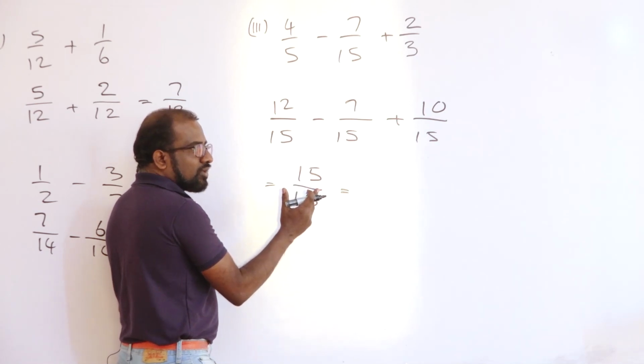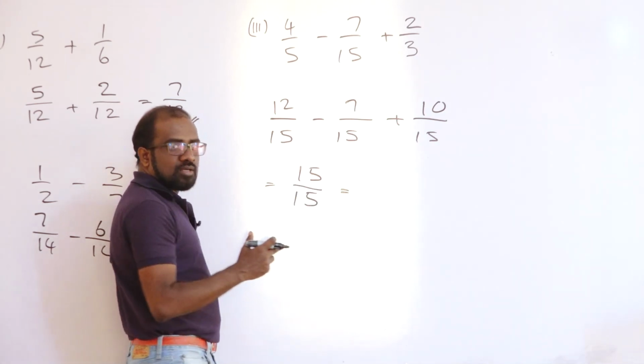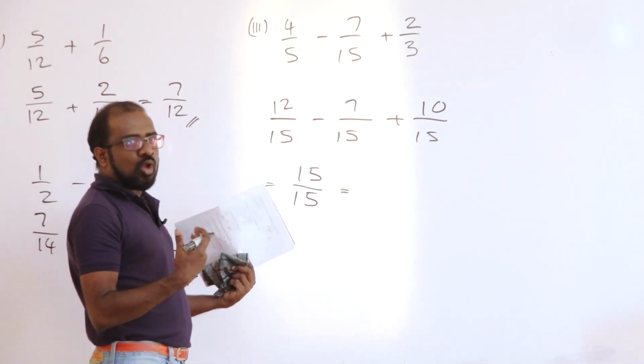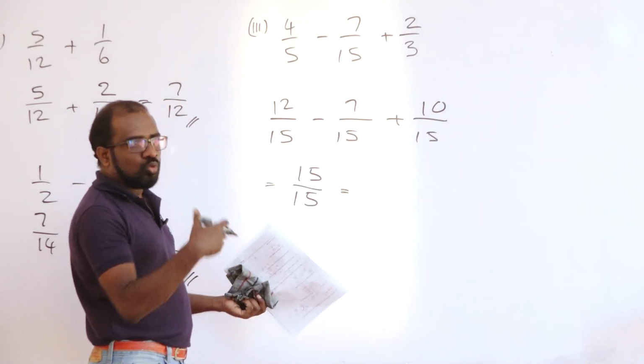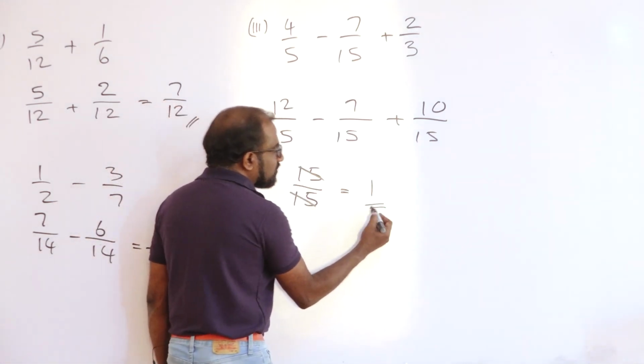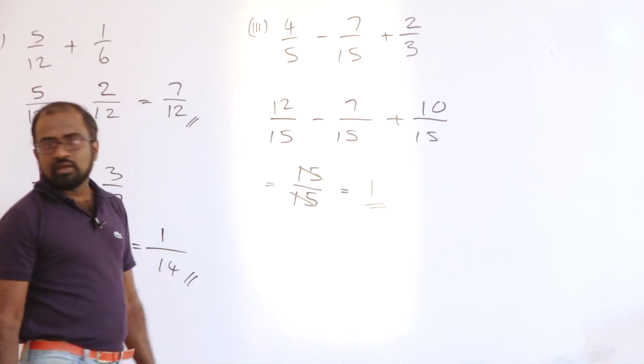What is the meaning of this fraction bar? A loaf of bread you divide into 15 parts. That means you have eaten the whole one. 15 divided by 15, what is it? 1. Understand? 1 is the answer.